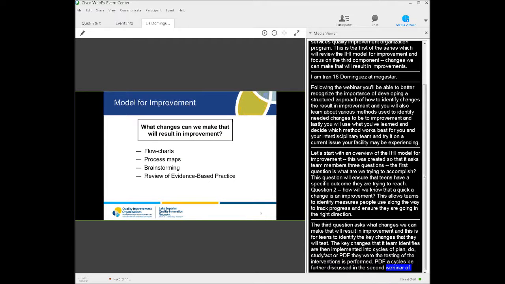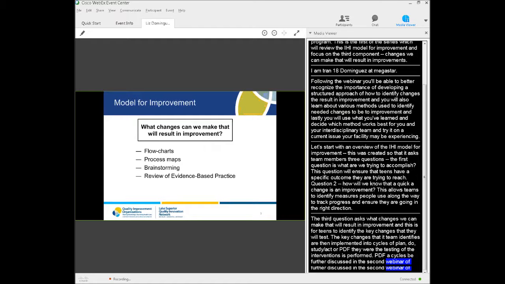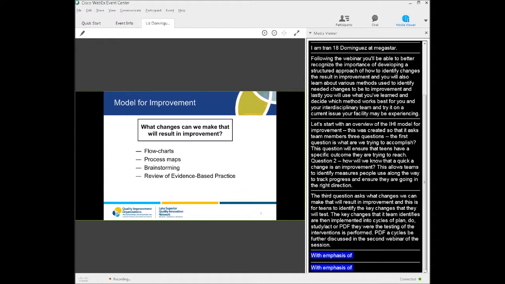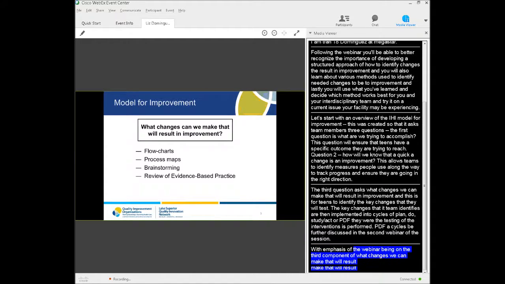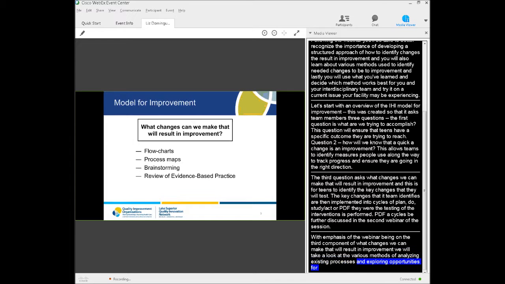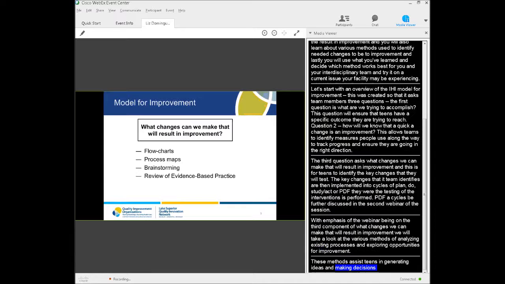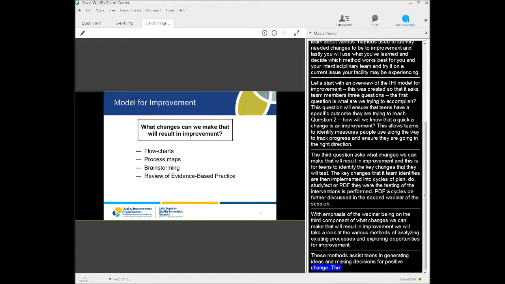With emphasis of this webinar being on the third component of what changes can we make that will result in improvement, we will now take a look at the various methods of analyzing existing processes and exploring opportunities for improvement. These methods assist teams in generating ideas and making decisions for positive change. The 4 methods include flowcharting, process mapping, brainstorming, and reviewing of evidence-based practices.